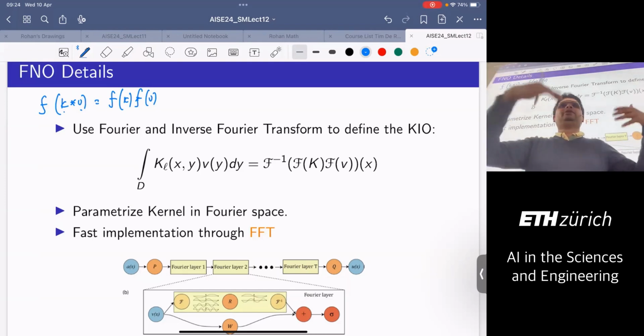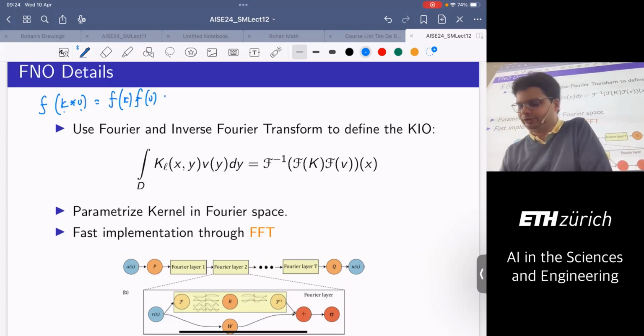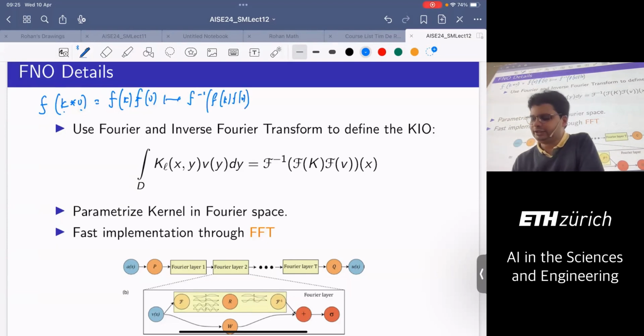Now I want to come back to physical space. What do I do? I take the inverse Fourier transform, right? So you take the inverse Fourier transform. So this means that I have F inverse of F of k times F of v. Okay, so now this is the throughput here.